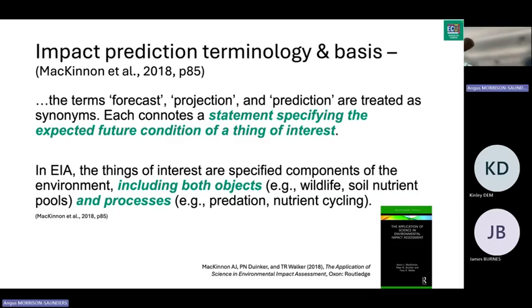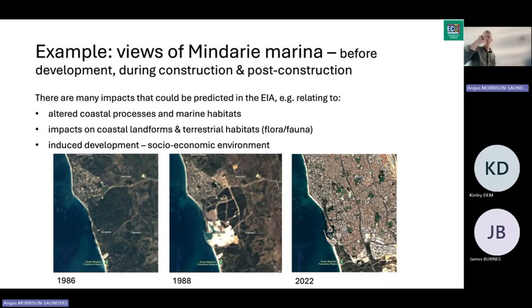Other things about impact prediction. Well, there's a lot of different terminology you can use. I use the term prediction, but you can also use the word forecast or projection. They're all synonyms basically. And when you predict something, you can predict something that's about objects like wildlife, soil, nutrients, but you can also predict about processes, changing ecological processes and the effect that has on individuals. So that's a small point.